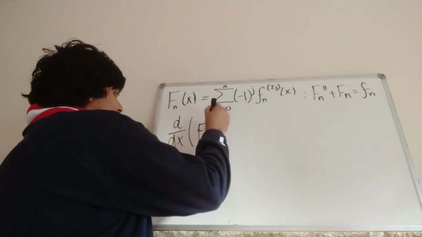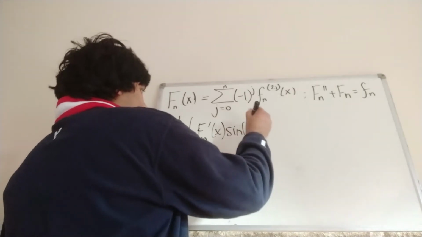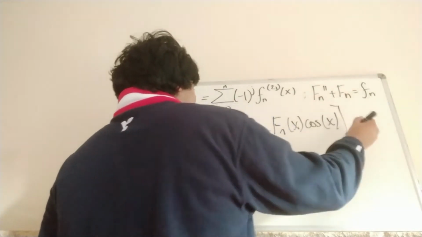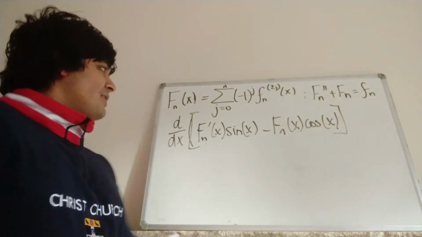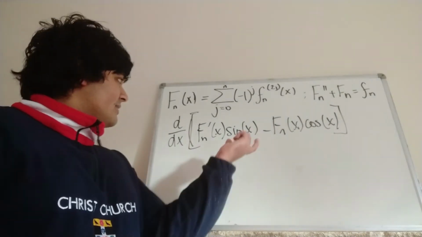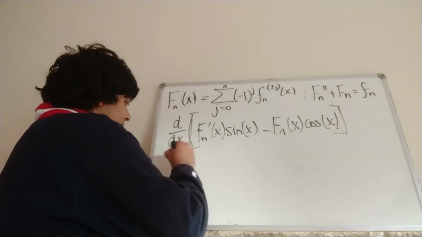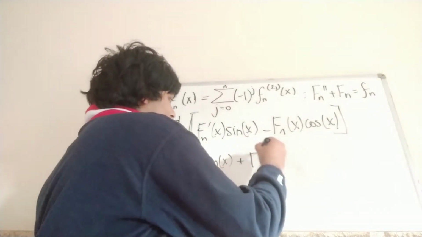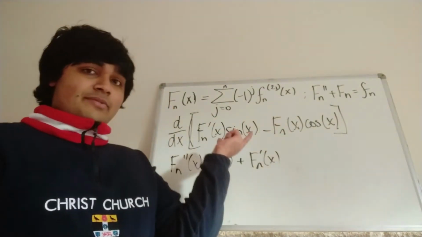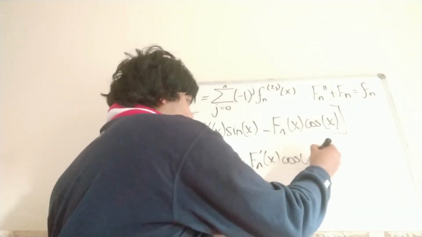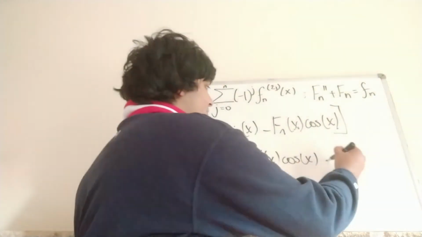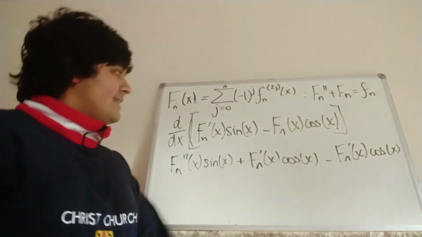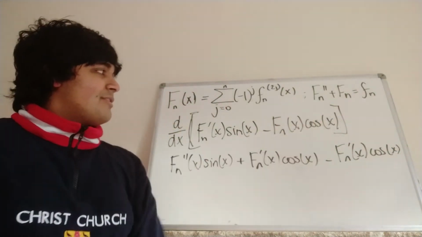Okay, so we're going to just differentiate this function here, which is Fn prime of x sine x minus Fn of x cosine of x, like so. So we're going to differentiate this guy here just using the product rule. So when you differentiate it, we're going to get Fn double prime of x sine of x plus Fn prime of x times the derivative of sine of x, which is cosine of x, like so, minus, now let's differentiate the first guy, so Fn prime of x, and leave the second guy, cosine of x, and then keep this guy and then differentiate that guy.